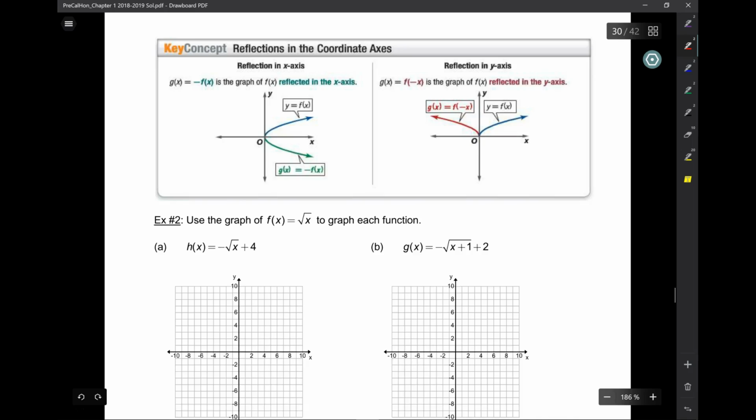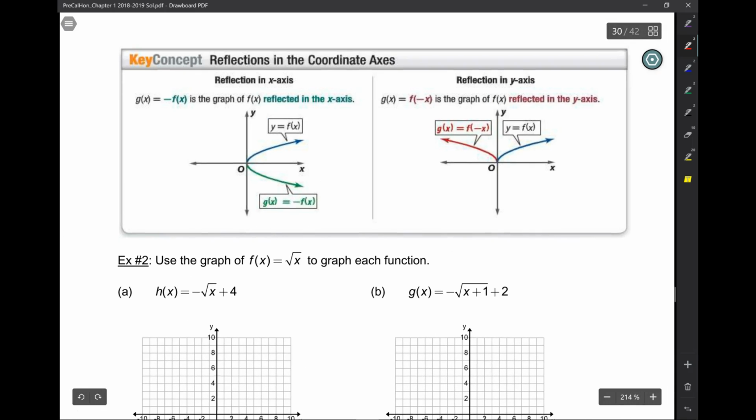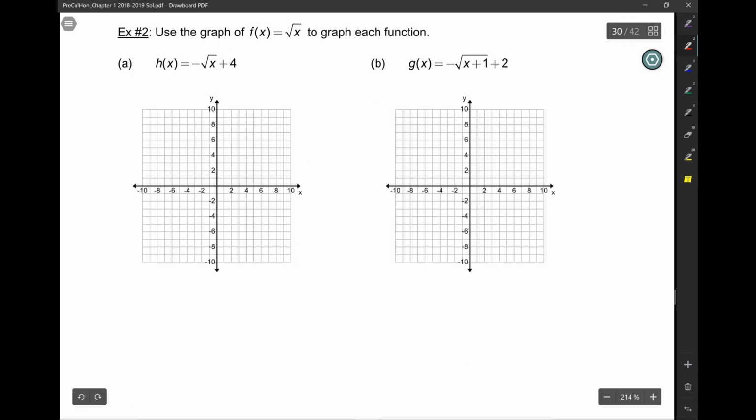All right, so here we go. Reflections on the x-axis are done by a negative in front of the function. And that just reflects it. It doesn't flip it horizontally. It reflects it around the x-axis. And then if there is a negative inside, it reflects it around the y-axis. All right, so let's do these.